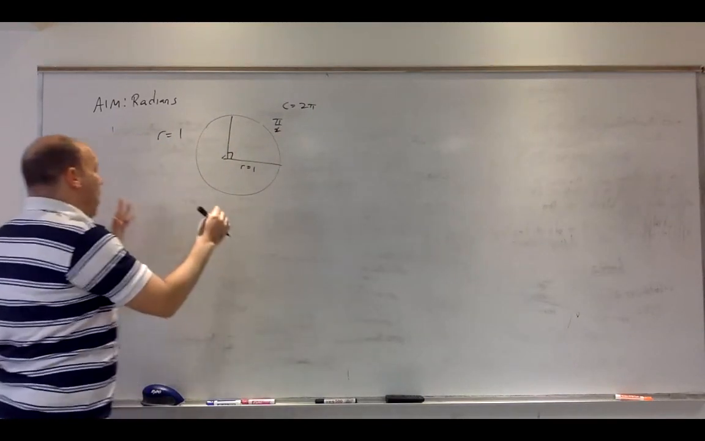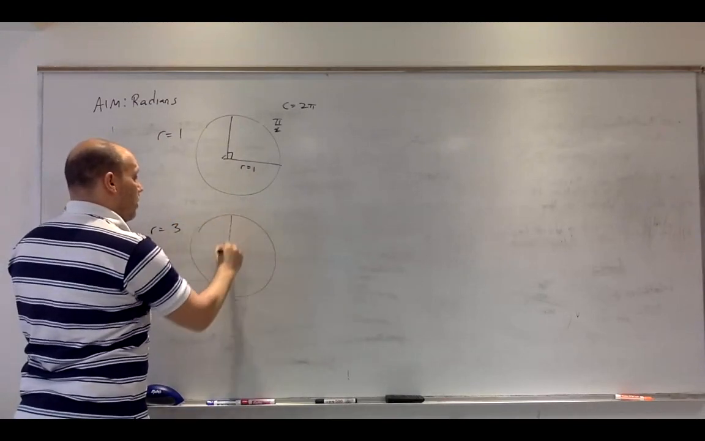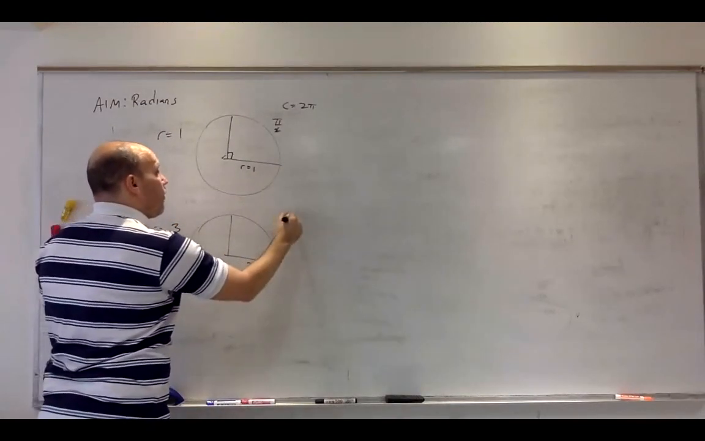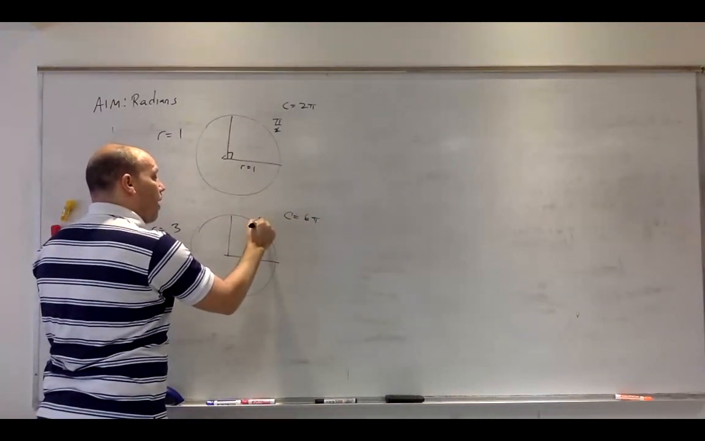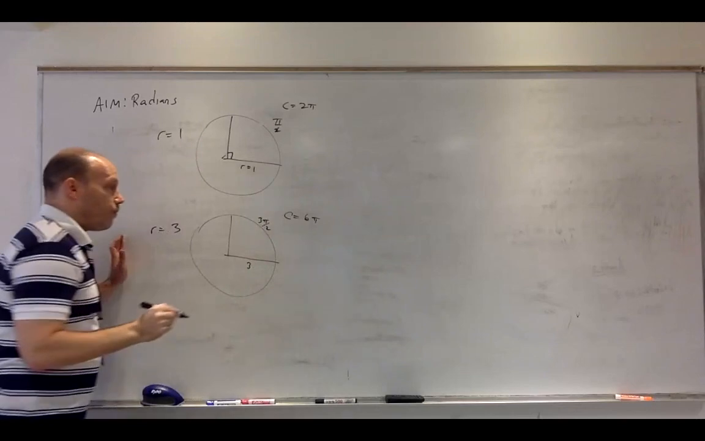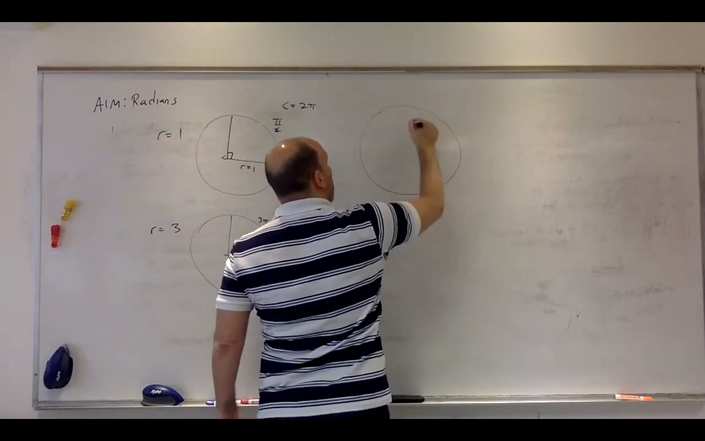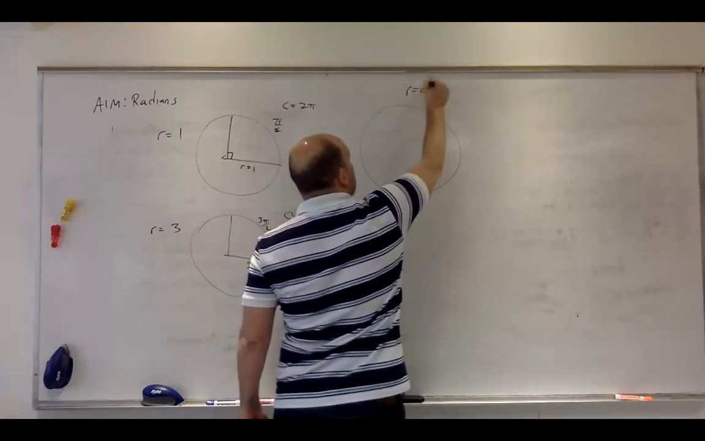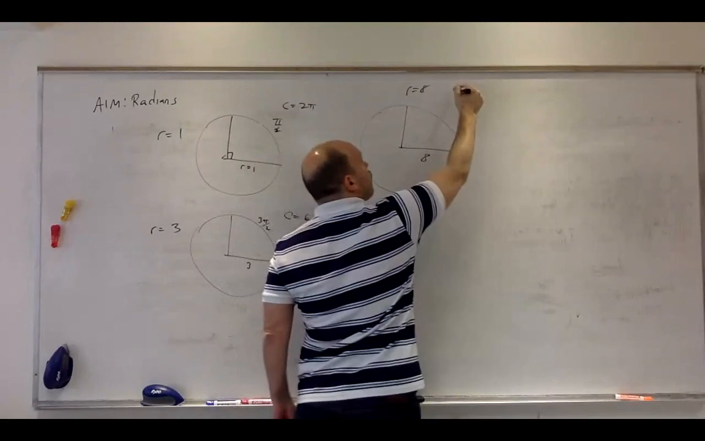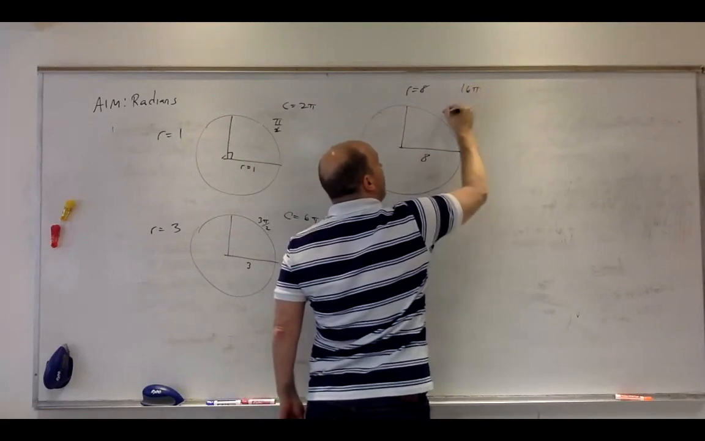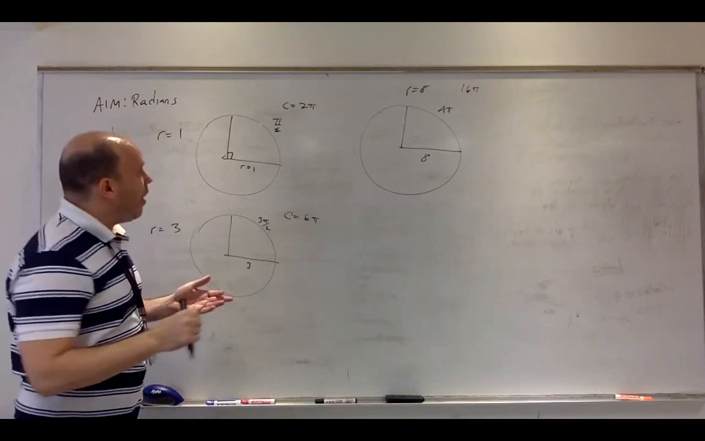Okay, let's take a radius of 3. Same circle, but radius of 3. We know the full circumference is 6 pi. Therefore, this is 3 pi over 2, right? And last circle, how about a radius of 8. We know the full circumference is 16 pi, and therefore the subtended arc is 4 pi.